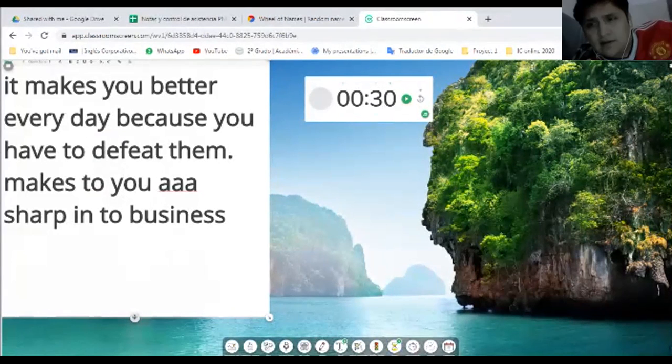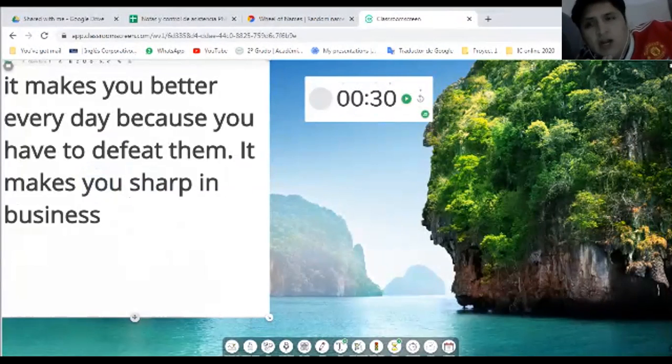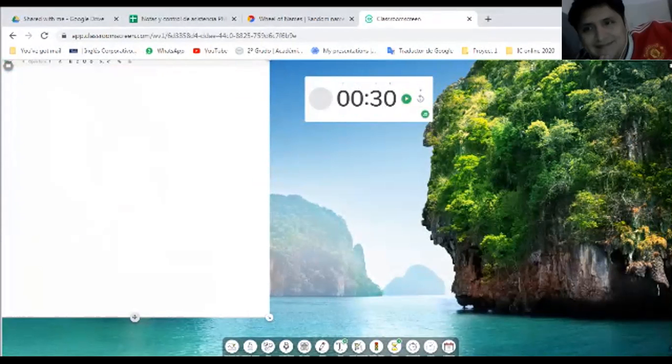You were missing the subject here. It makes you. It makes to you again. That "to," be careful with that. It makes you, okay, that sounded natural. It makes you sharp in, again, "to." Uh-oh. I tried to say, no sharp, it's shark, like tiburón. Yes, I'm sorry, that was my mistake, shark. It makes you a shark in business. Very good. Great job. Thank you. Let's keep going.